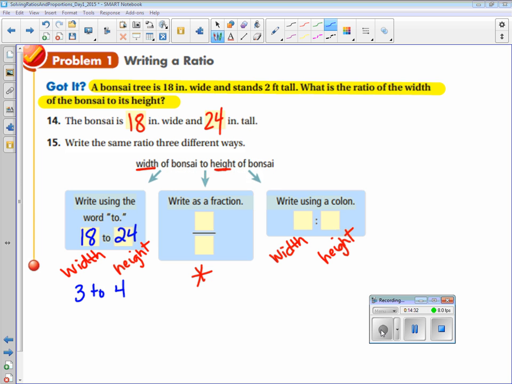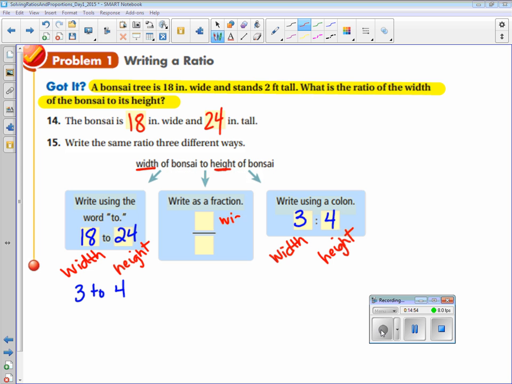And we can do the same thing over here. We could write it reduced 3:4. Now, I told you when we talk about a fraction, often the denominator is a total. Unless we know we're going to be talking specifically width to height, then we're not worrying about the total, which sometimes happens, and in this case, that's one of those instances.